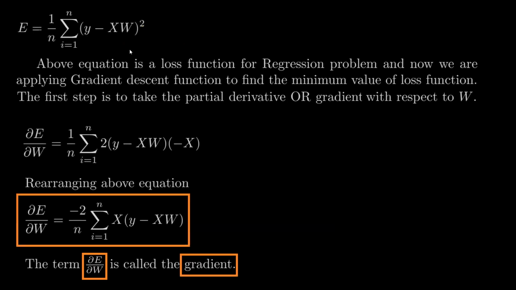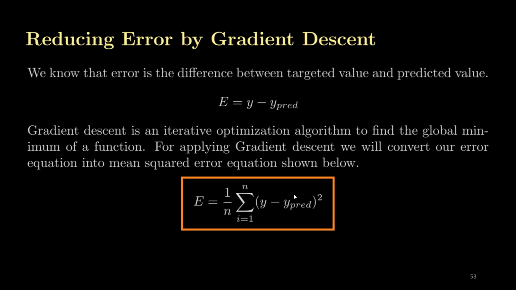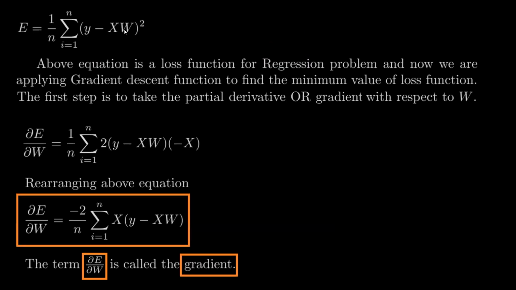Now, the next step is that we have replaced y_pred with the product of X and w. If I go back, this is y_pred, the predicted value, and we know that this value is equal to the product of our feature matrix and weight matrix. Now, this is a loss function which we have used previously, and now we are using gradient descent to find the minimum value of the loss, or we want to update the value of weights and bias. So the first step is to take the partial derivative, or gradient, with respect to w.